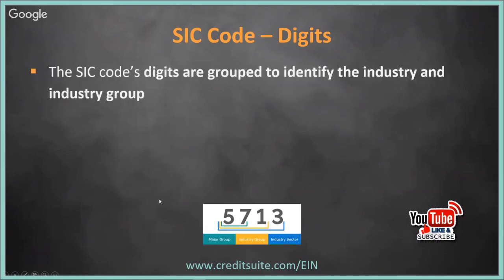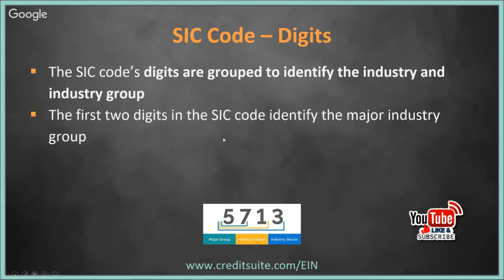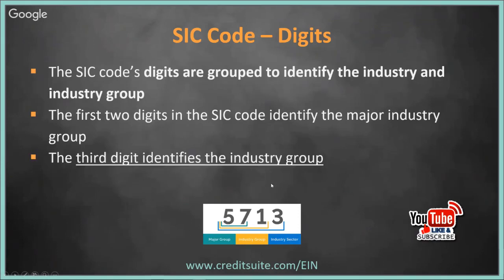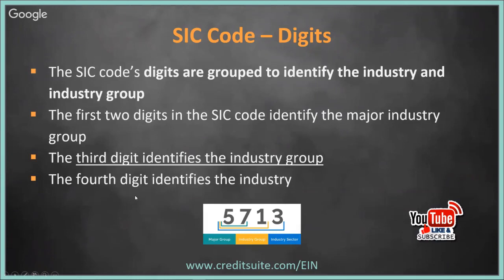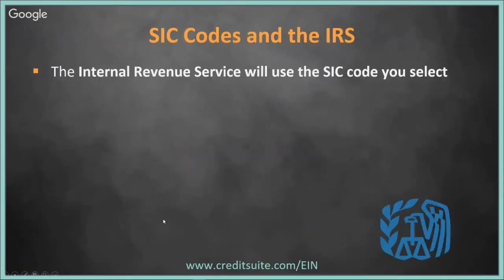Now, the SIC code's digits are grouped to identify the industry and industry group. Remember, we just talked about that. First 2, last 2: one indicates the industry, the second the overlying industry group, the larger of the group. So the first 2 digits in the SIC code identify the major industry group. Then the third digit identifies the industry group. Then the fourth digit identifies the actual industry. Pretty interesting, right? A lot of people don't even know how this works. So this is exactly how the SIC code is broken down, what each of those 4 digits actually means.